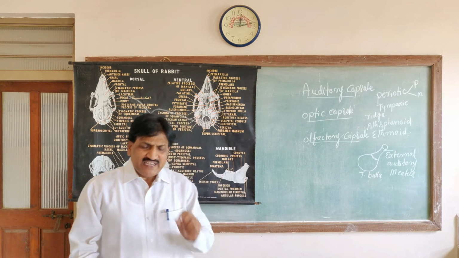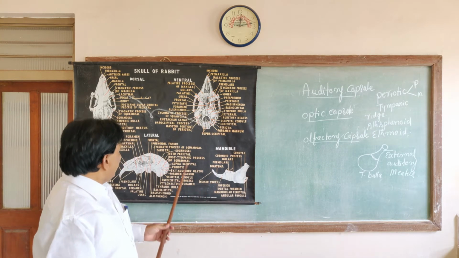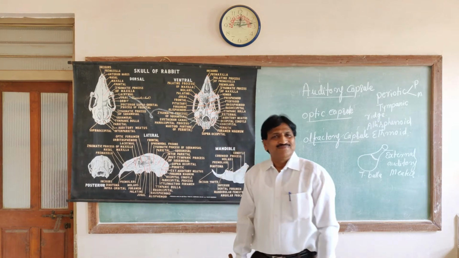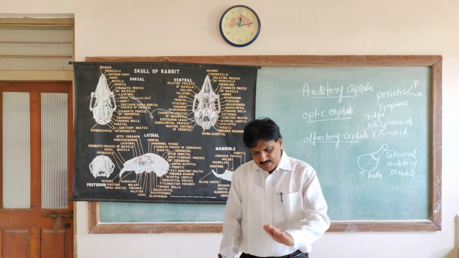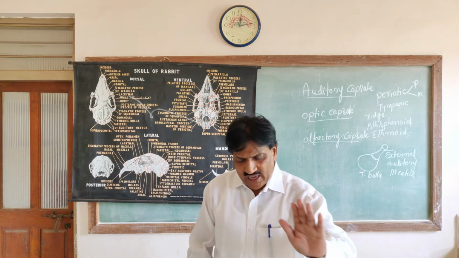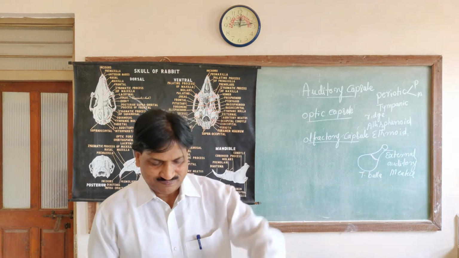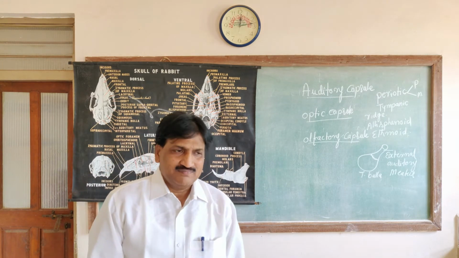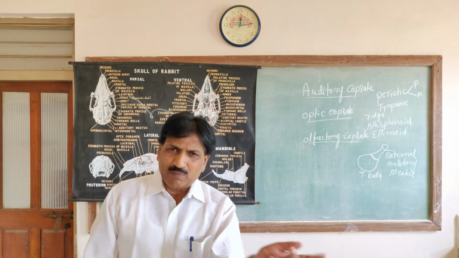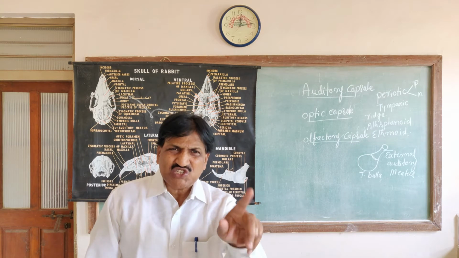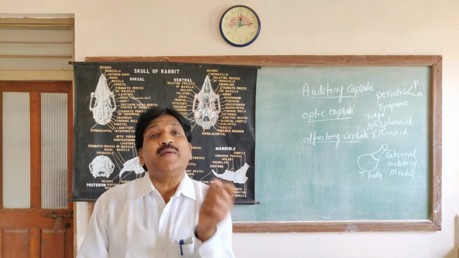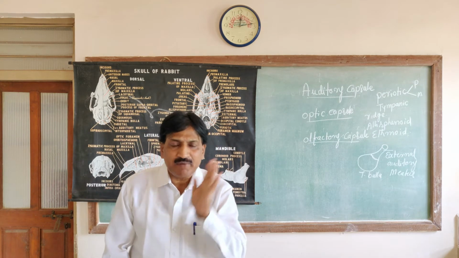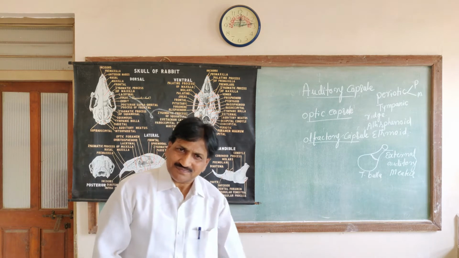The periotic bone is situated just outside the exoccipital bones. It is made up of two parts: the outer part and the inner part. The outer part is called mastoid and the inner part is called petrous. Mastoid and petrous. That's all.